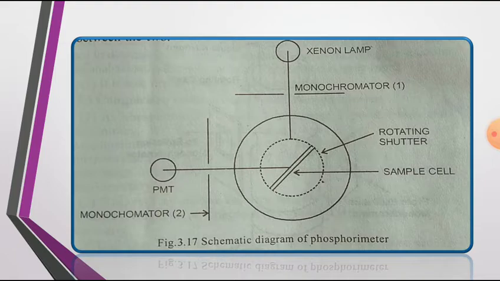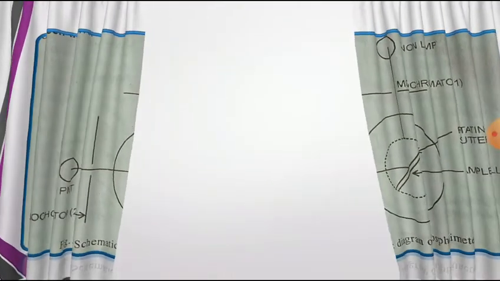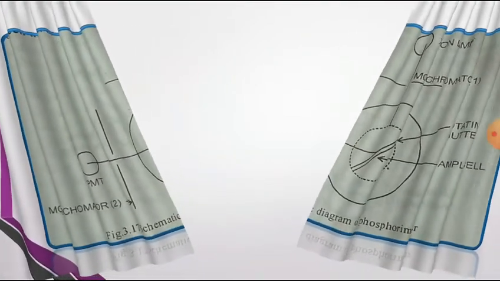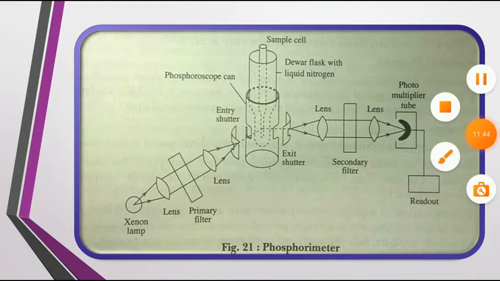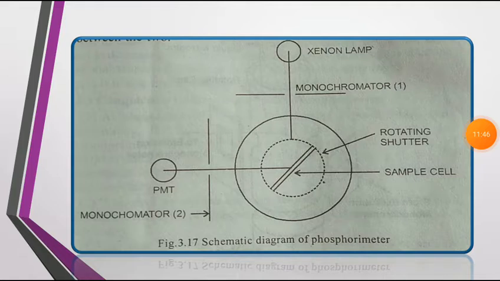Okay, and this will be the block diagram of the phosphorimeter. See this one. So we will see one by one in detail. This is the schematic diagram. We have just seen the working of that one.